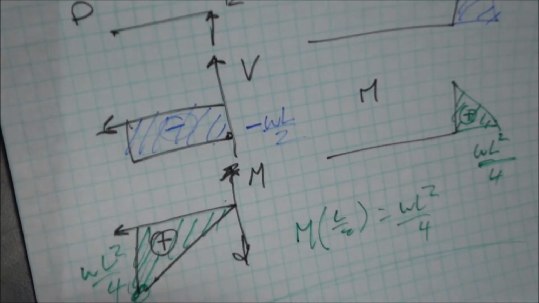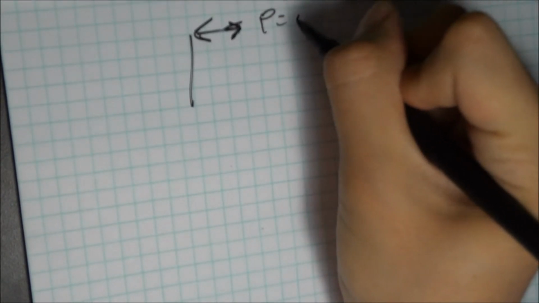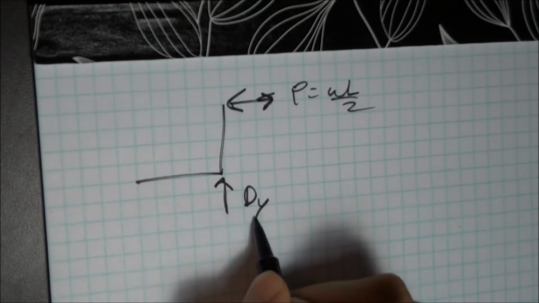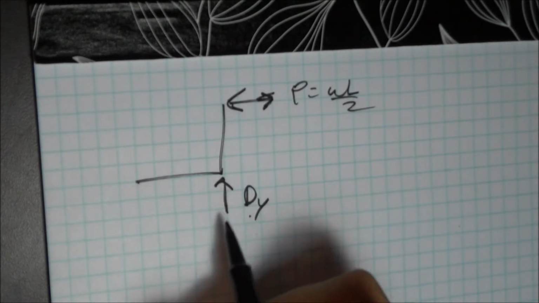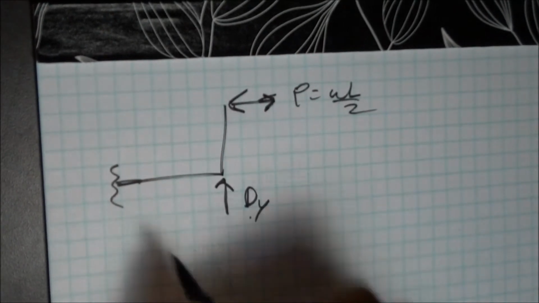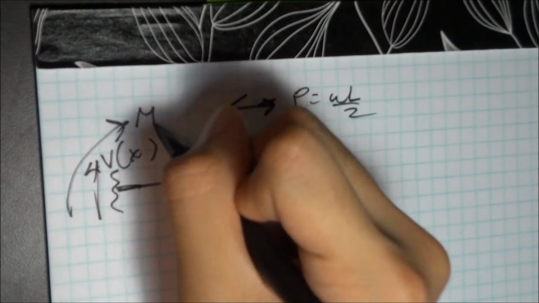Let's see what CD looks like. So in CD, I should actually say CDE. Is this force going to the left or to the right? This force is going to the left. P equals WL over 2. I have some force, dy. Again, I know this is a negative value, but I'm keeping my sign convention the same way as I had it before. So if I make a little cut here, I should get v of x and m of x.